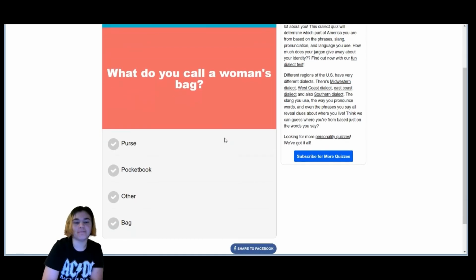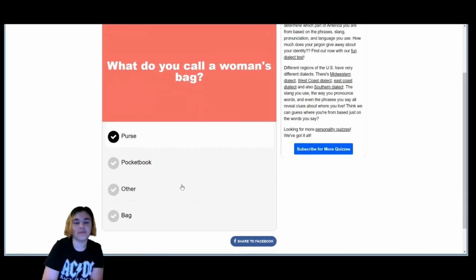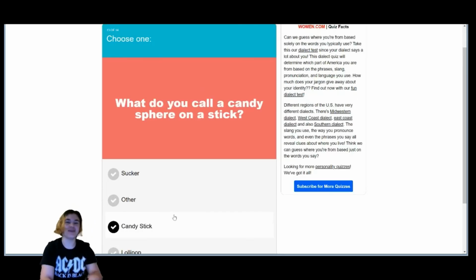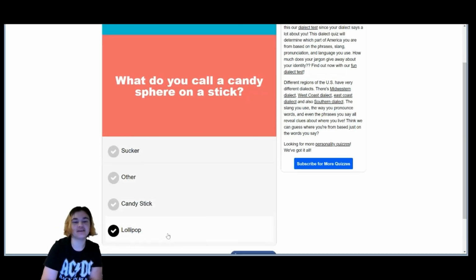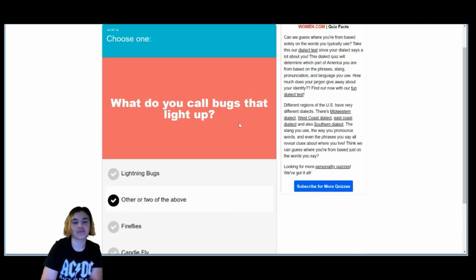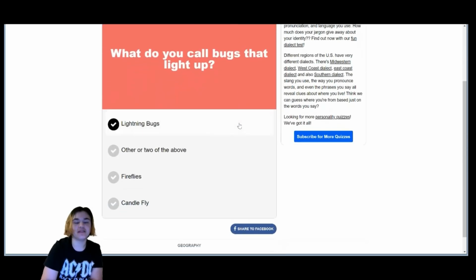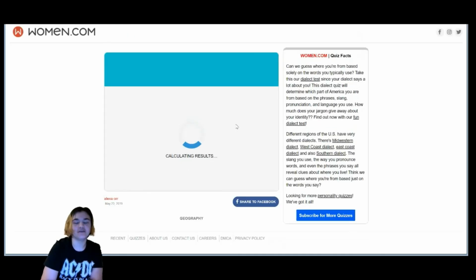I call it a bag, really. It's just a bag. Put it in your bag. You got a bag? Yeah, it's a bag. What do you call a candy sphere on a stick? I call that a lollipop. What do you call bugs that light up? Those are fireflies.